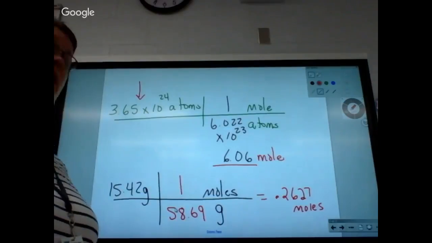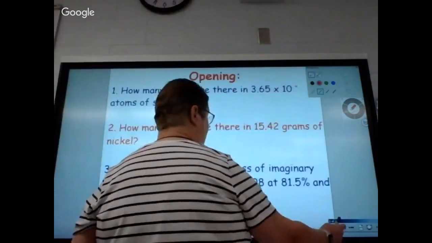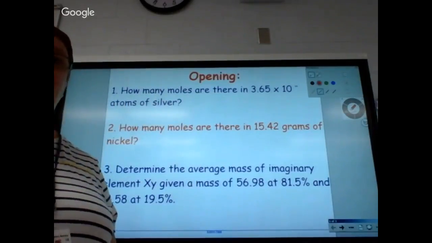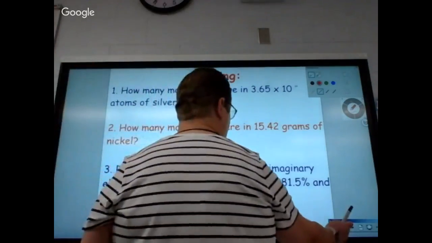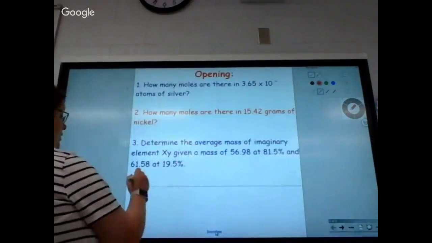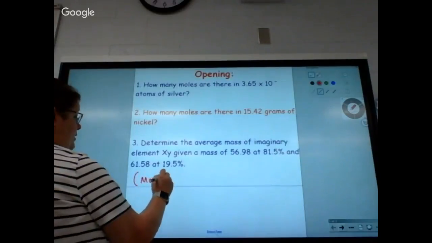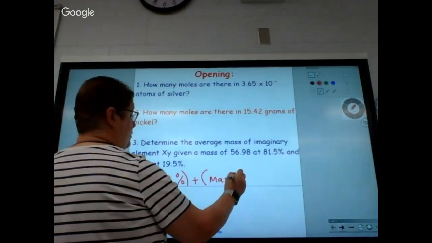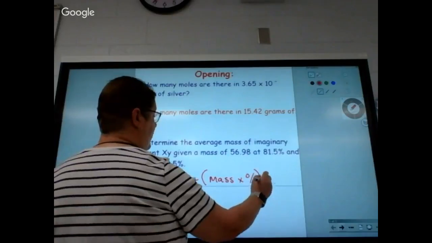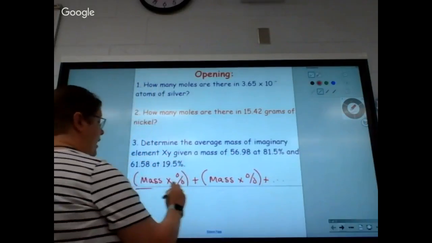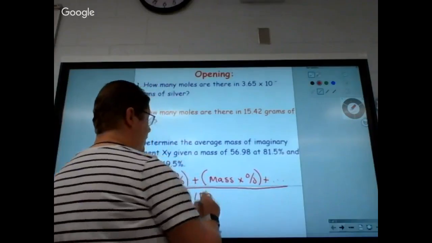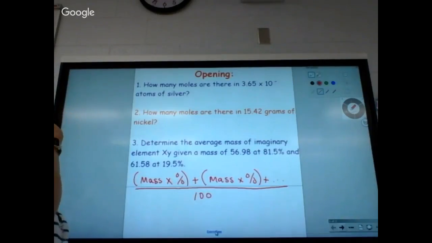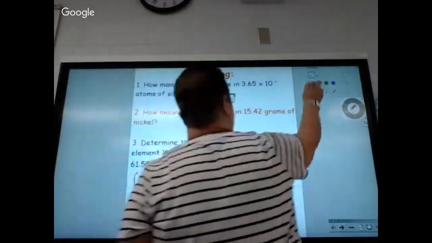Anybody else? All right, so for the third one, how did we do on average mass while watching the video? That one was easy. So we were okay on taking the mass that's given times percent and adding up mass times percent, doing that for the number of isotopes you had and dividing by 100. So that one we were okay with? Okay. How many isotopes do we have in this question? 2. So we only need 2 parentheses, right?